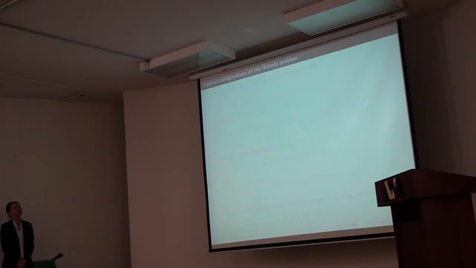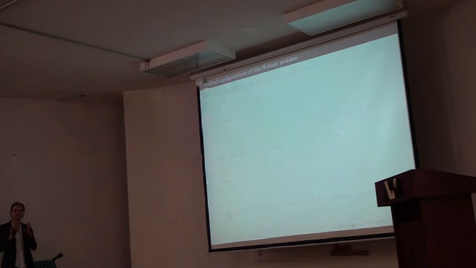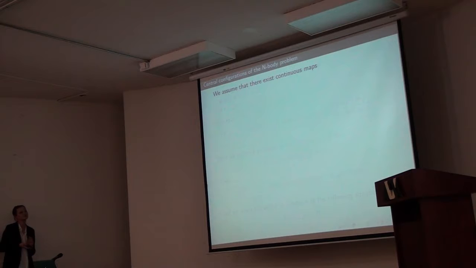And what I would like to talk about today is bifurcation. I will give the definition later. But right now I can say that to study bifurcations, we have to have known families. So we have to have a given family of central configurations, and we will study what is going on close to this family. So right now we can assume that we have two continuous maps.